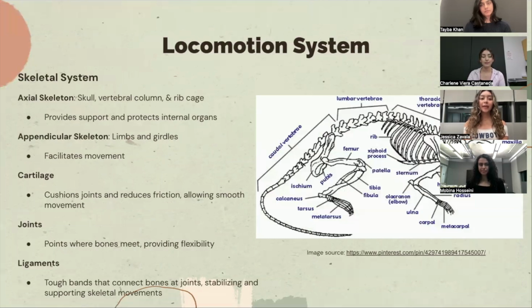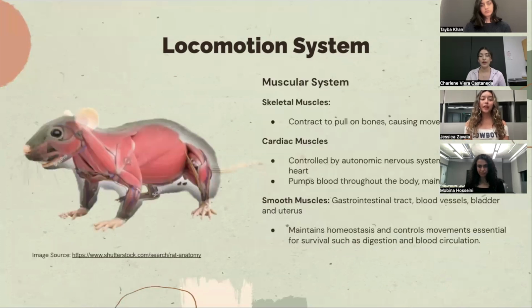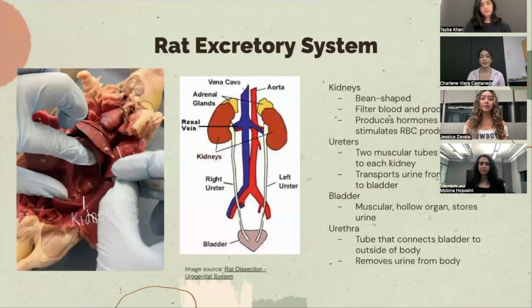Locomotion system of the rat. The rat skeletal system consists of the axial skeleton, comprising the skull, vertebral column, and ribcage, which provides support and protects internal organs. The appendicular skeleton includes the limbs and girdles, enabling movement. The labeled diagram illustrates the different skeletal components and their roles. The rat's muscular system includes skeletal muscles that facilitate movement, cardiac muscles that keep the heart pumping, and smooth muscles that regulate internal processes like digestion.